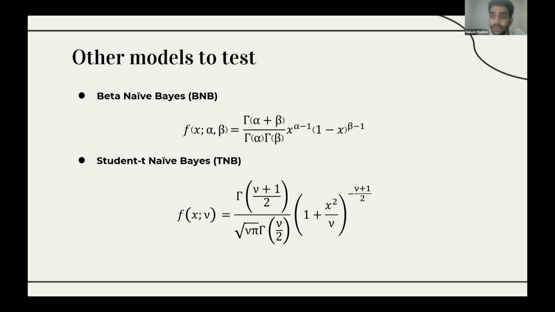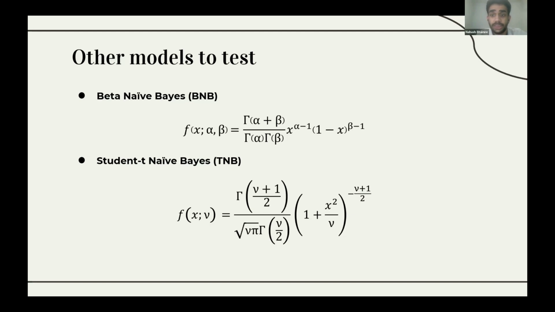To evaluate the robustness of the stable naive Bayes model, we compared it with three other naive Bayes variants. First is the classic Gaussian naive Bayes, which we have been discussing up till now. Second is the beta naive Bayes, and third is the Student's t distribution naive Bayes. The motivation behind choosing beta and Student's t distribution stems from their ability to handle two specific limitations of the Gaussian model.